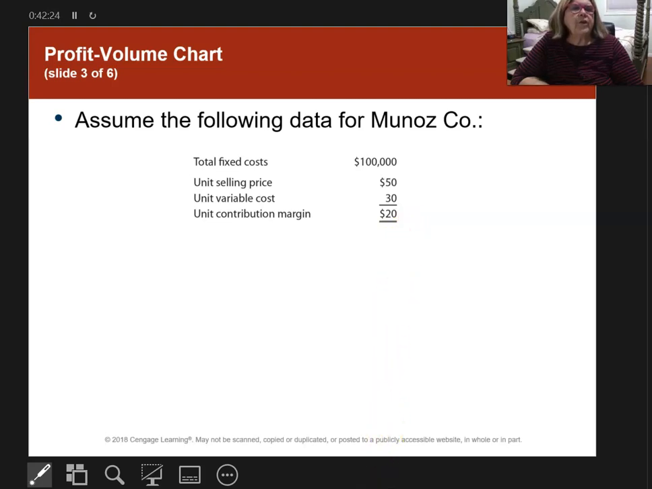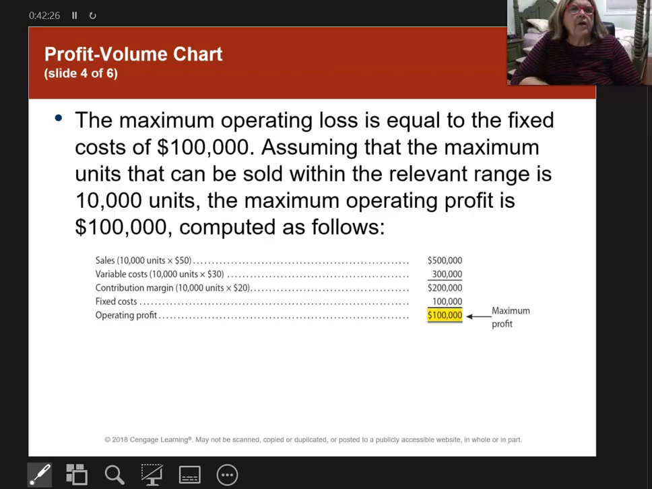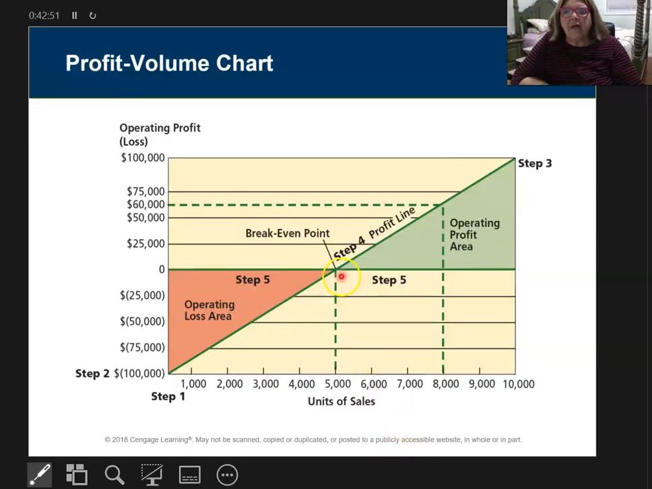So here's what we know. The maximum operating loss is equal to the fixed cost of 100,000. So if I know the maximum units that can be sold within the relevant range, here's what I'm actually calculating. 10,000 units at $50 minus 10,000 units at 30 equals 10,000 at 20 minus my fixed cost gives me my maximum profit.